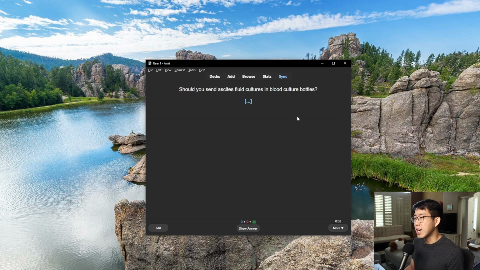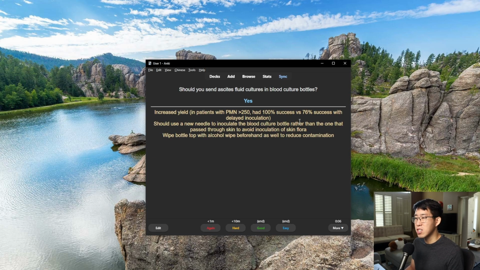Should you send ascites fluid cultures in blood culture bottles? I've started to do this more frequently, but it has been associated with increased yield of a positive culture. So in patients with neutrophils greater than 250, so diagnostic for SBP, there was a 100% success in culturing an organism if it was sent in a blood culture bottle versus 76% in patients that had delayed inoculation. And so nowadays when I've been doing my paras, I've been sending them in blood culture bottles. And once you get used to doing it, it's not that much of an extra step to just put it in the blood culture bottle right away.